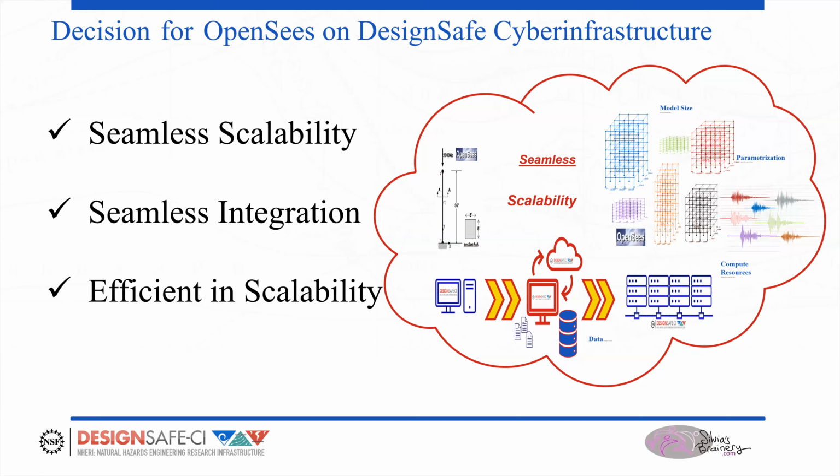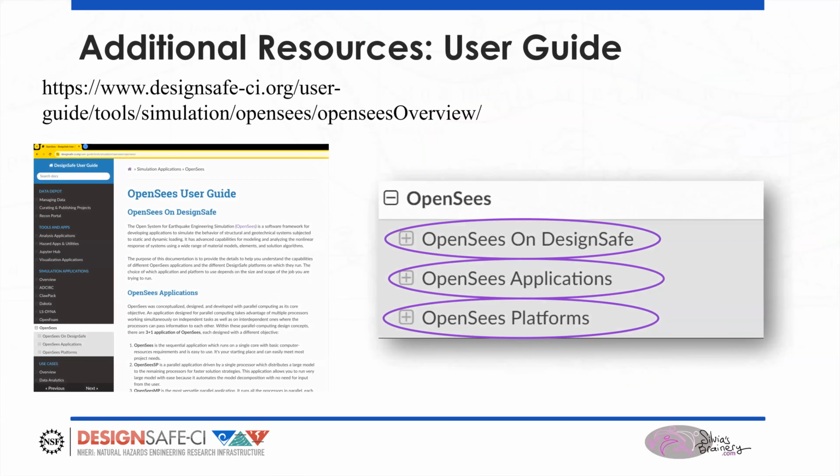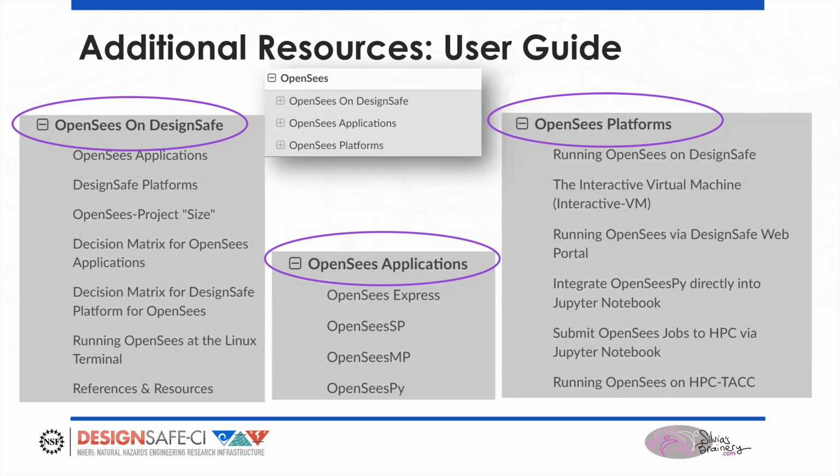And so this is a big picture overview. A lot of the things that I've talked about, you can find in the user guide. There's a lot more words there, as much as I've used a lot already today. Again, it's broken up into introduction to OpenSees on DesignSafe and things to keep in mind, my little decision matrices, talk about the different OpenSees applications, as well as the different OpenSees platforms. I'm still working through the more advanced features for the HPC integration.